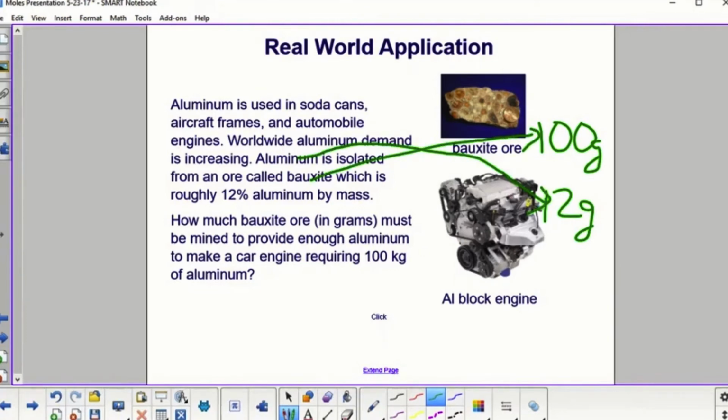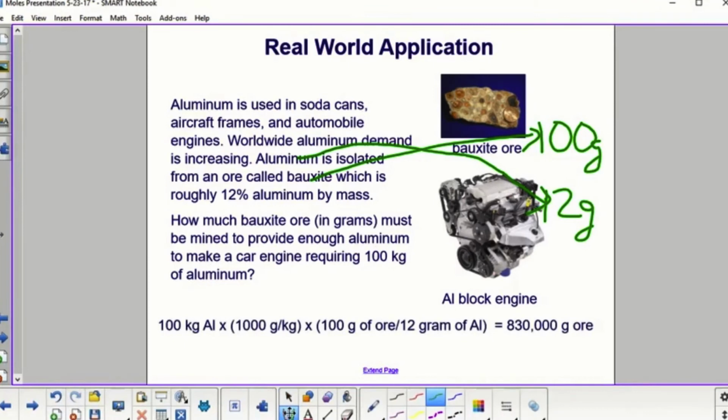So the question is, how much bauxite ore in grams must be mined to get enough aluminum to make a car engine that has 100 kilograms of aluminum in it? Try working it on your own for a second, and we'll pause here, and then we'll hit click and show you the solution. Okay, click.